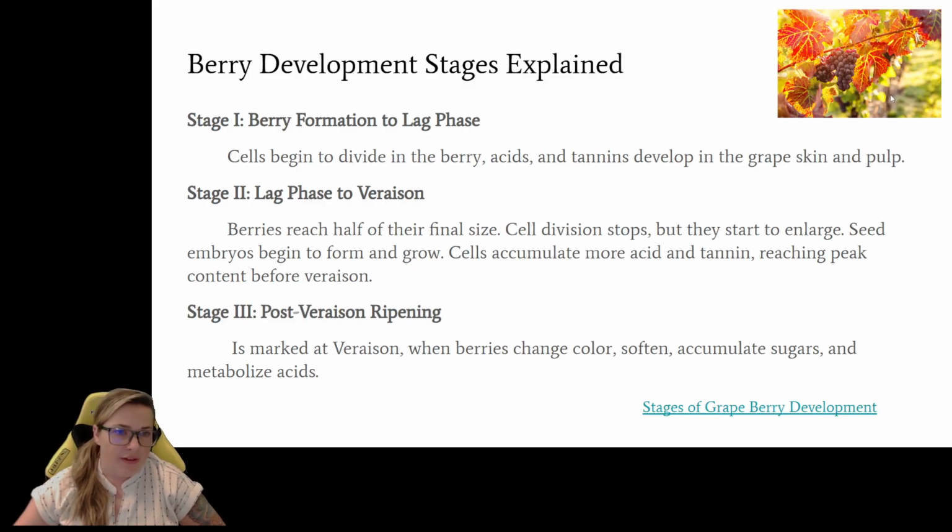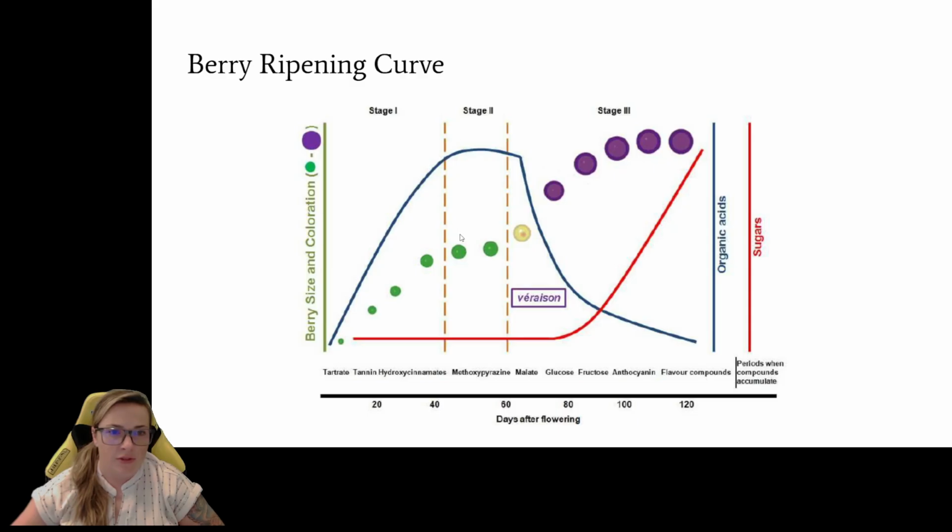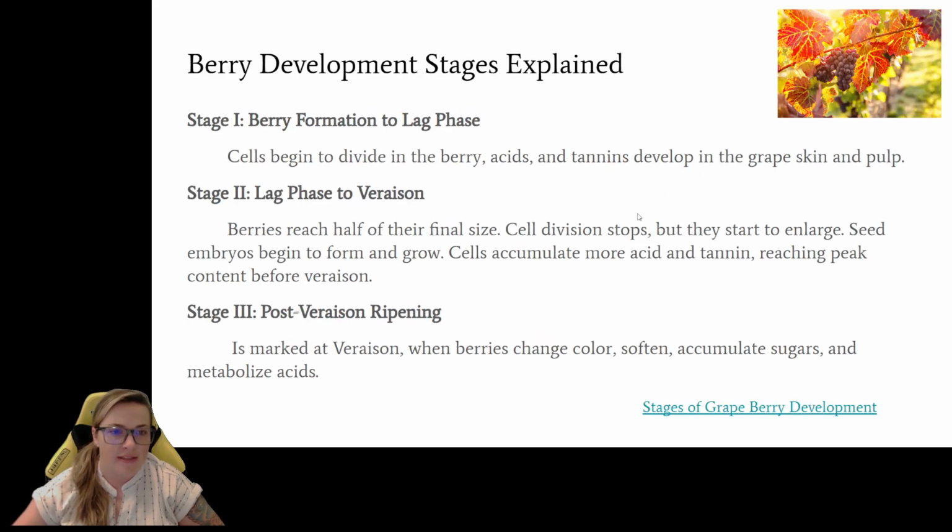Stage 2 is lag phase to veraison. This is when berries reach half their final size. So just to recap, berries reach half their final size in stage 2. Cell division stops, but they start to enlarge, right? So this is when they start to accumulate water and just grow in size in general, but they're not dividing cells, right? Seed embryos also begin to form and grow at this point. There's more acid and tannin accumulating, but this is the peak content the berry will ever have before veraison, right? And then it starts to lower.